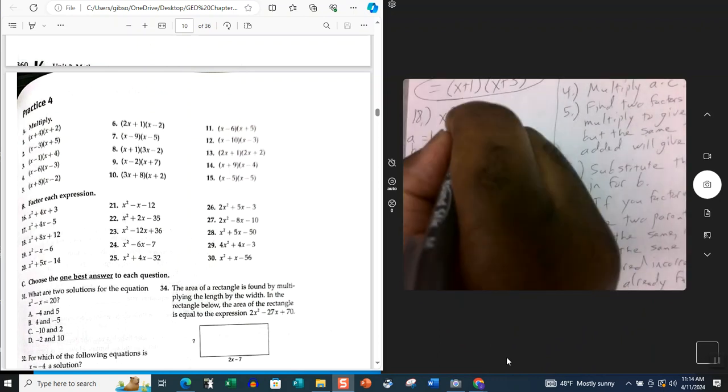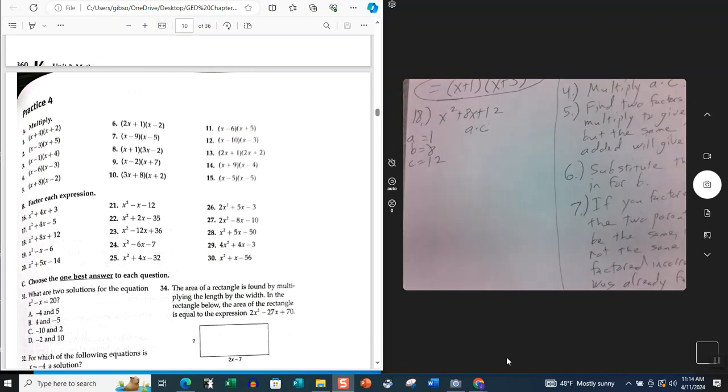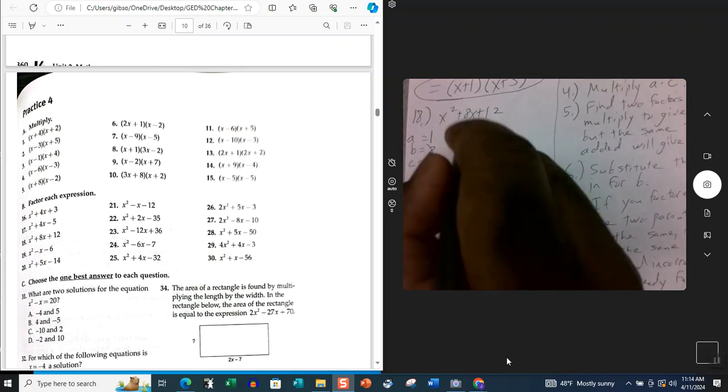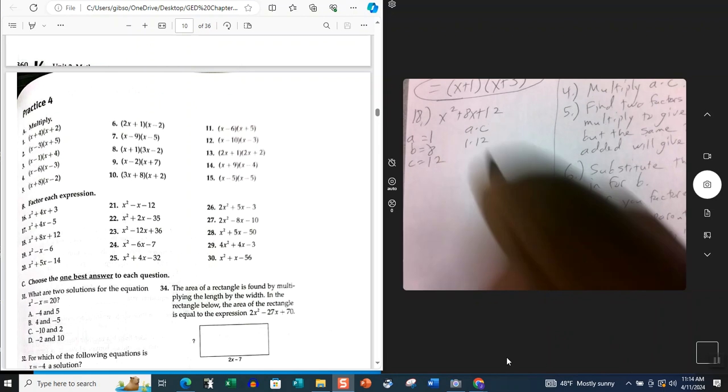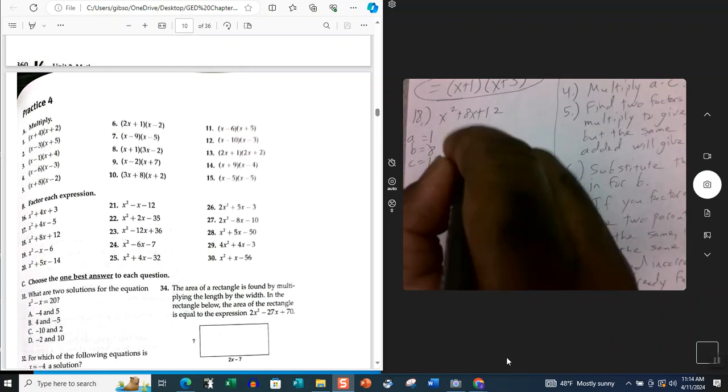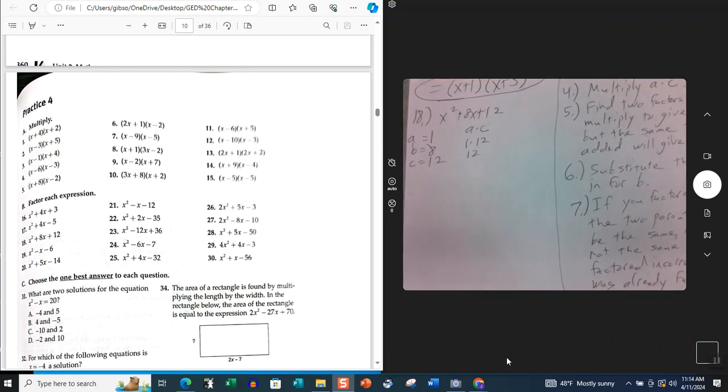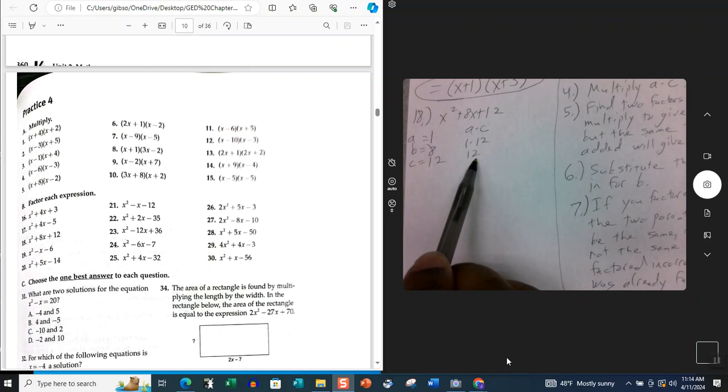Now we multiply the a and c, which is number 4. So a is 1 and c is 12. 1 times 12 is 12. Now we go to step 5. Step 5, we try and find the factors that multiply together that will give us 12, but add together give us 8.